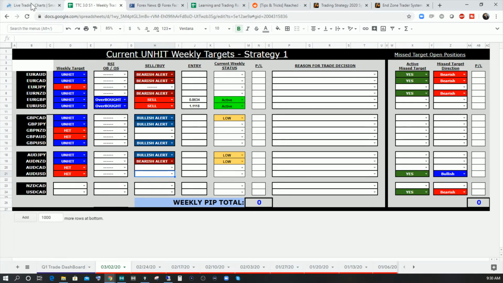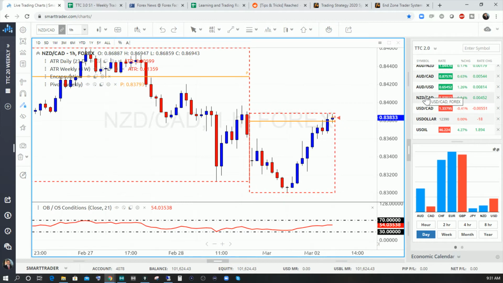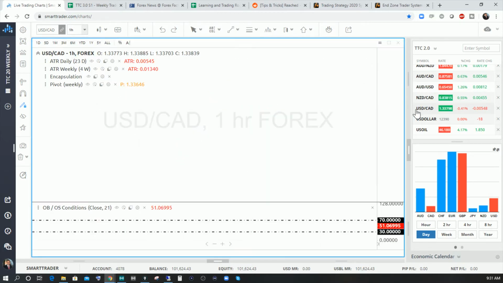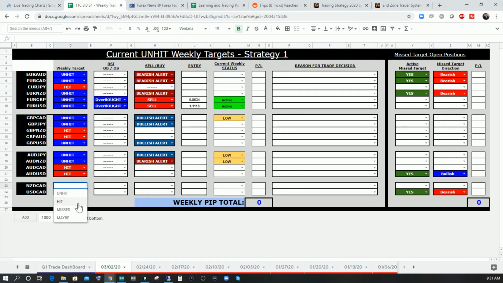And then here, New Zealand CAD. New Zealand Canadian right here. It's just been a hit target right here. No opportunity this week, but a hit target on New Zealand CAD. And then US dollar Canadian is also a hit target as well. So we've got both of these as hit targets this week. So we're not going to be paying attention to this week.